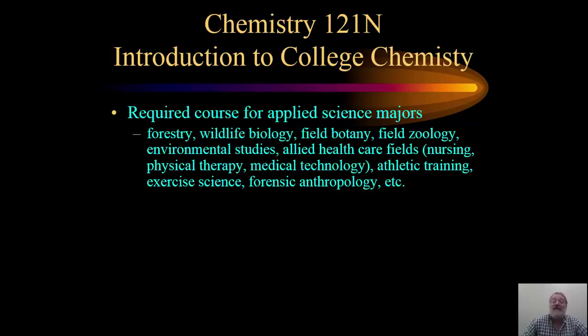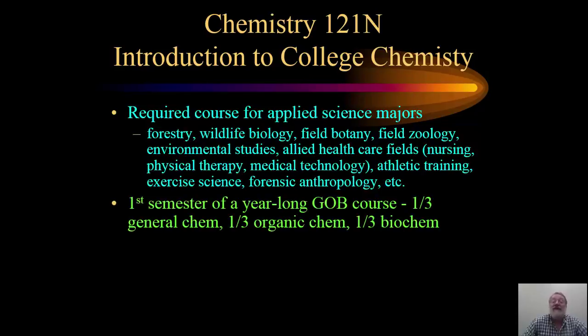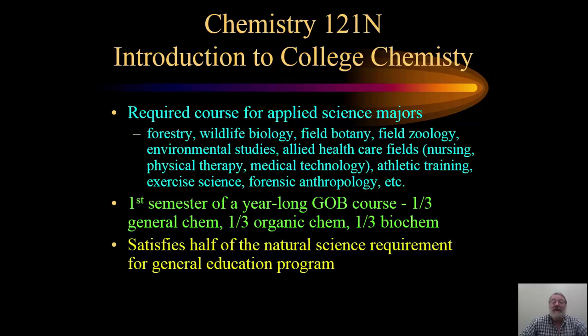Because of that, I have a certain content I'm expected to cover. It's the first half of a year-long GOB course. In chemistry, we use GOB to stand for 1/3 general chemistry, 1/3 organic chemistry, 1/3 biochemistry. I teach the G and start the O. My colleague finishes the O and does the B as the second semester part of the course. And this satisfies half of the natural science requirement for our general education program.